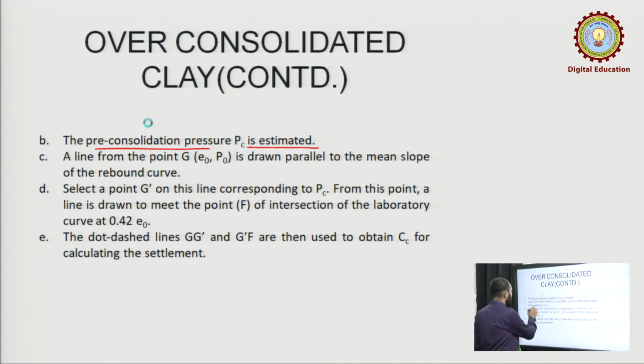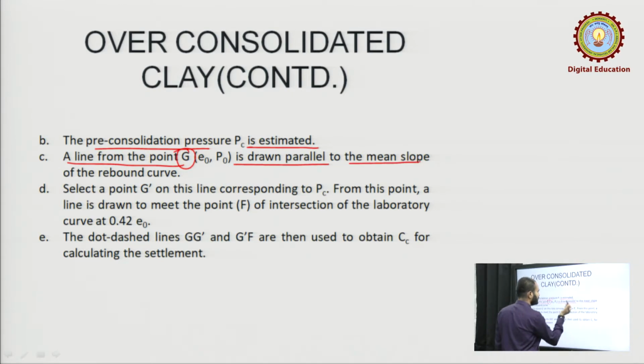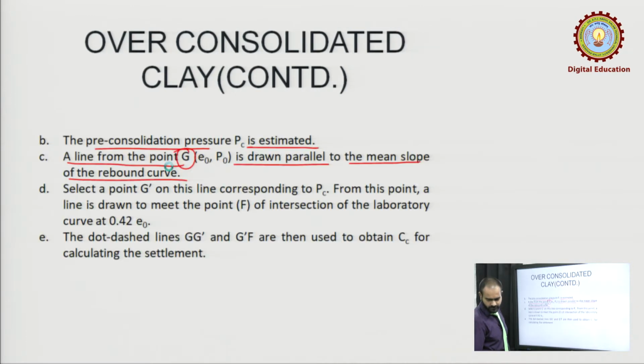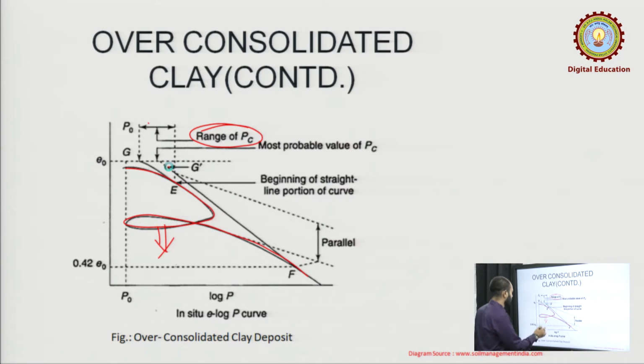After that, a line from the point G is drawn parallel to the mean slope of the rebound curve. Which one was the rebound curve? If you remember, this was the rebound curve. So at point G we have to draw, nearly like this, parallel to this. This is drawn here, something like this. So, parallel to this it is drawn.